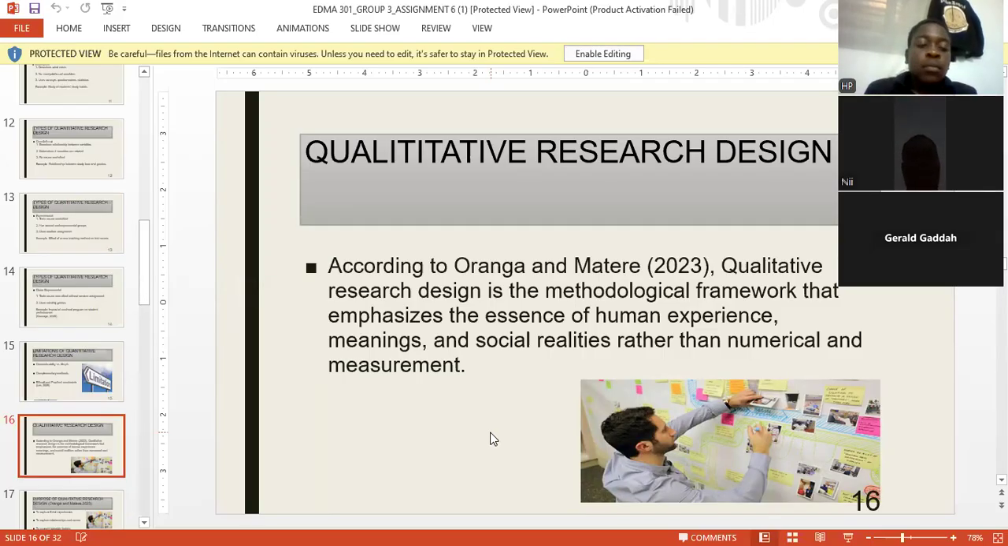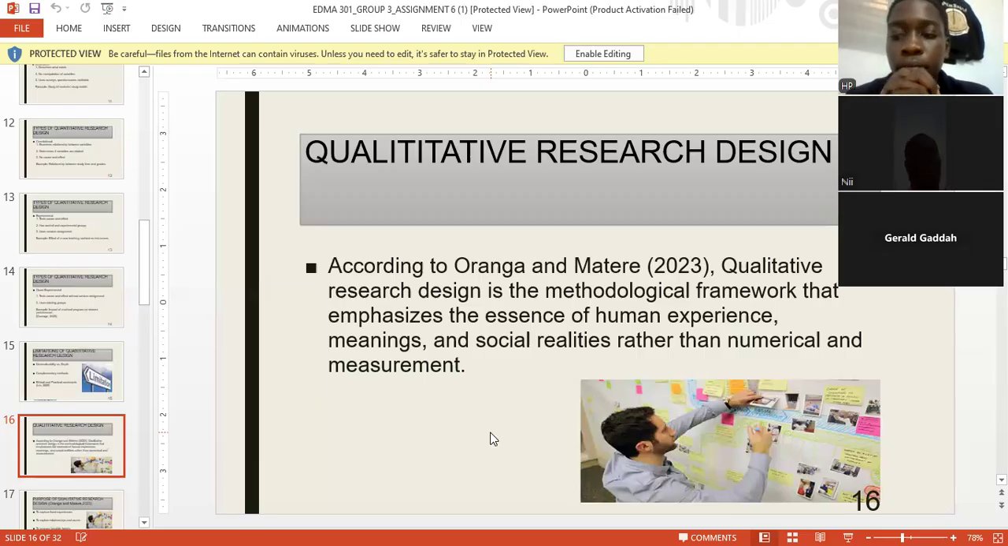So according to Oranga and Materi, they referred to qualitative research as a methodological framework that emphasizes the essence of human experience, meanings, and social realities, rather than numerical measurement. So basically, the qualitative is the opposite of the quantitative, whilst the quantitative is using data like numbers, the qualitative uses experiences, right? Yes. The emotions of the people in question.